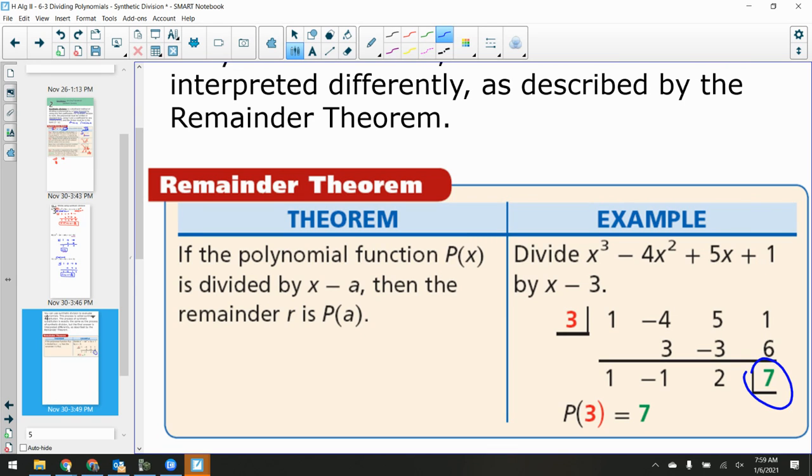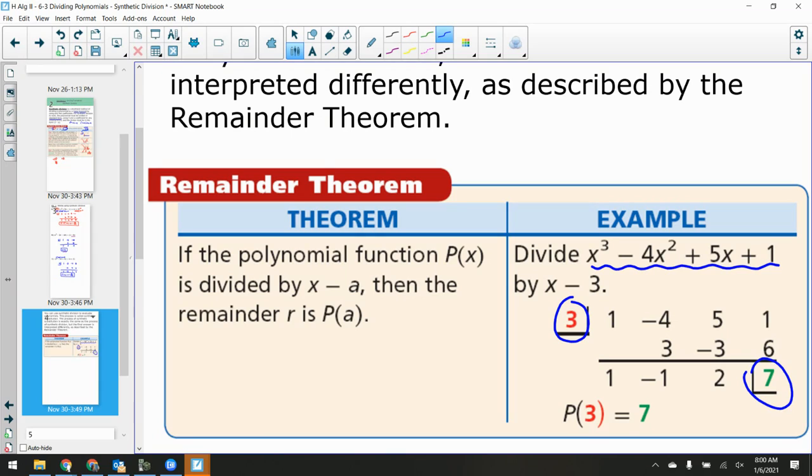That remainder is actually what you get if you substitute that number in. Crazy, I know. But think about this. If I were to divide this polynomial by x minus 3, meaning a 3 would go in the box, that remainder down there is actually what you would get. That 7 is actually what you would get if you went into your calculators and said 3 to the third minus 4 times 3 squared plus 5 times 3 plus 1. If you actually evaluated it, right?